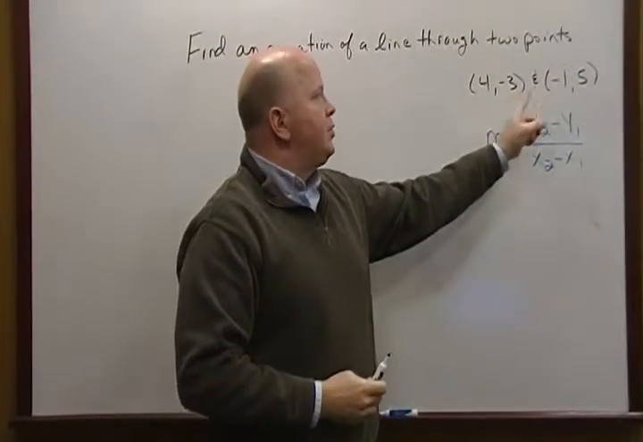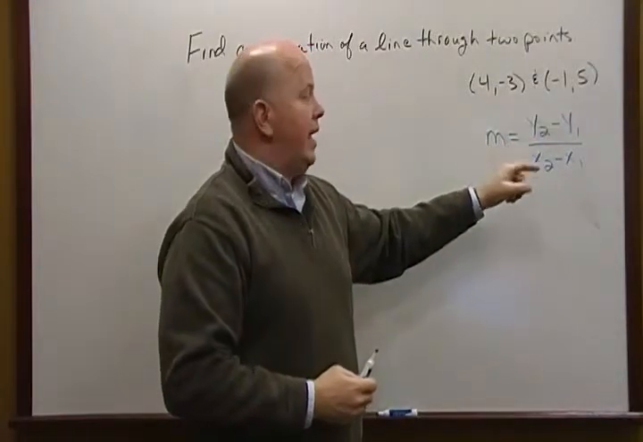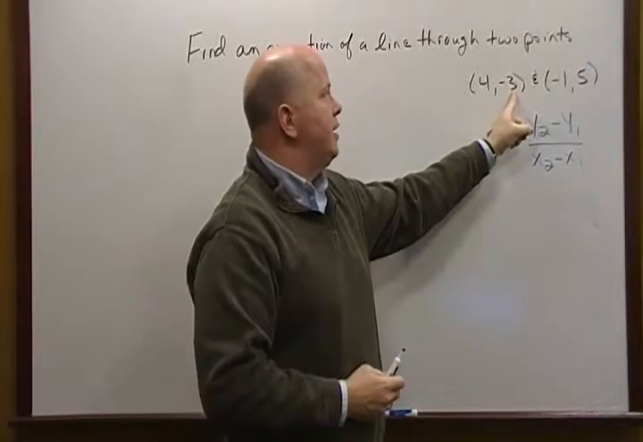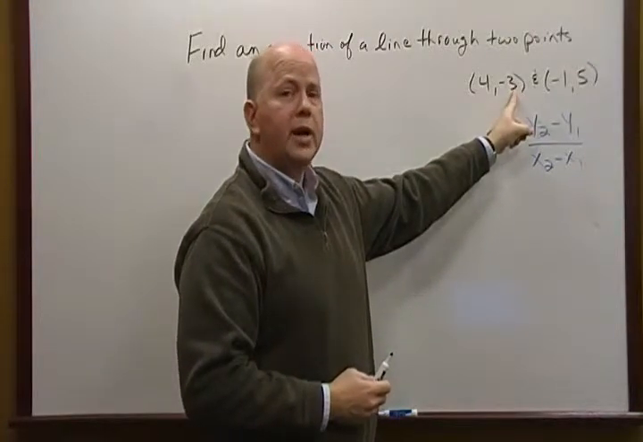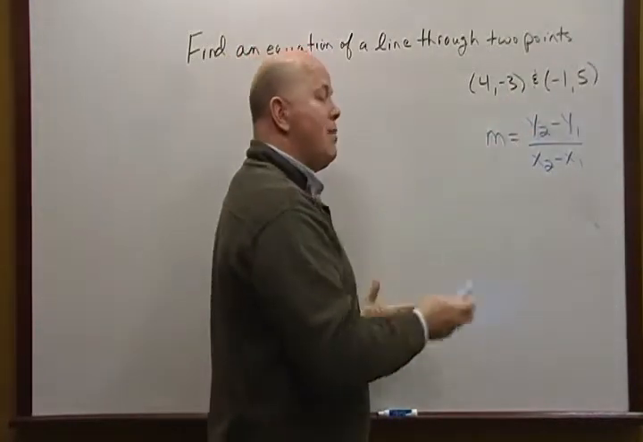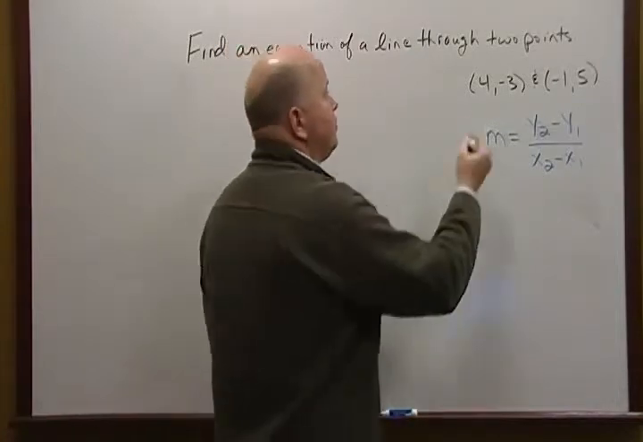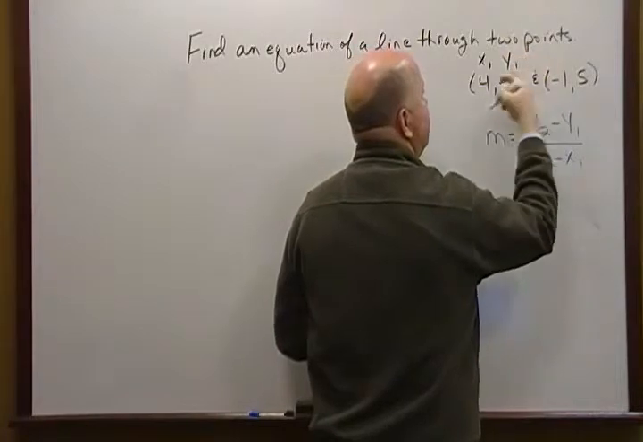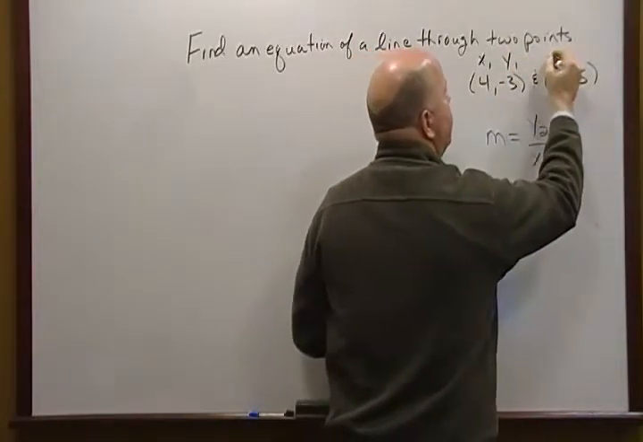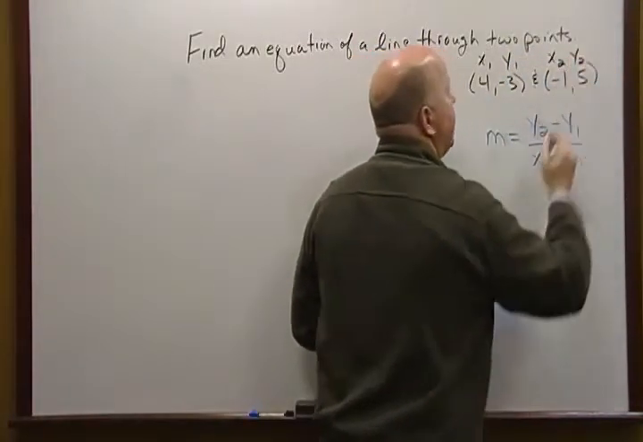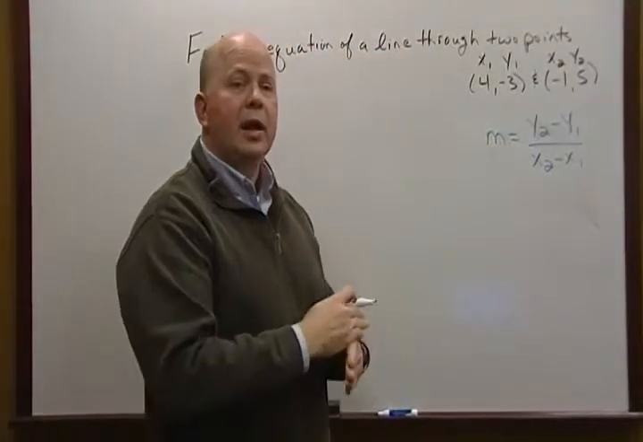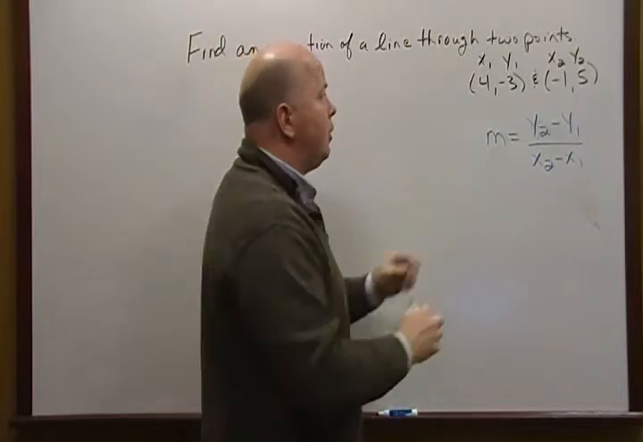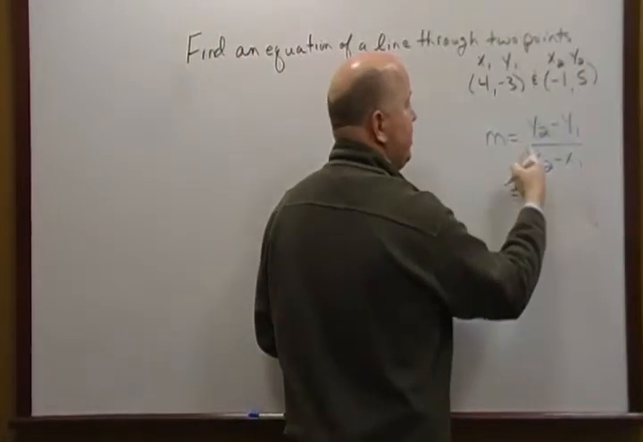Now we have these 2 points. We need to designate this as x1 or x2 and this as y1 or y2. Now it doesn't matter which point is which. Because this one's first, and that's the only reason, I'm going to simply designate this as x1 and y1 and this point as x2 and y2. Had we switched that, we would still get the exact same answer. So we now substitute these values in.